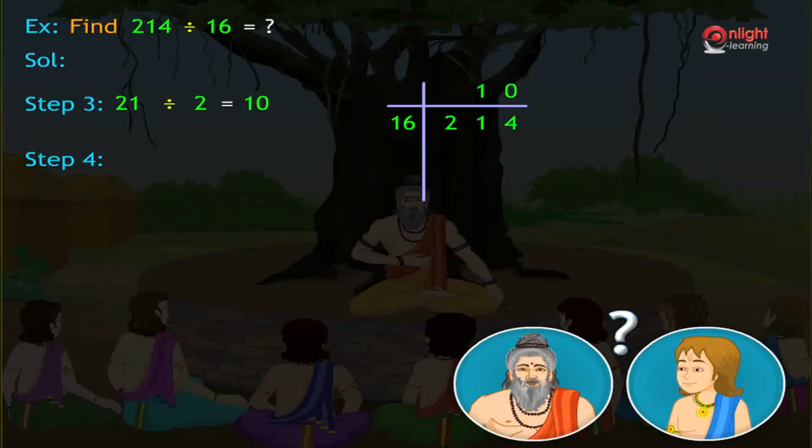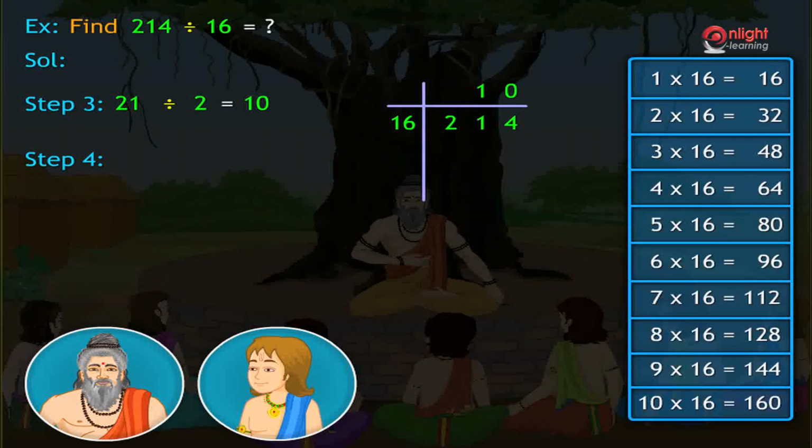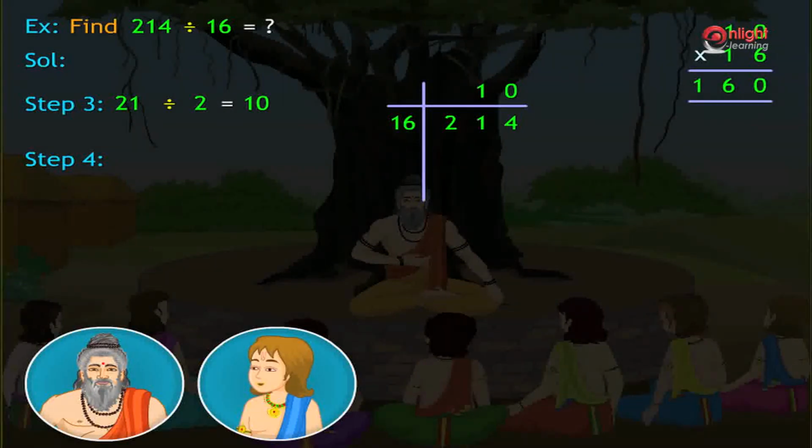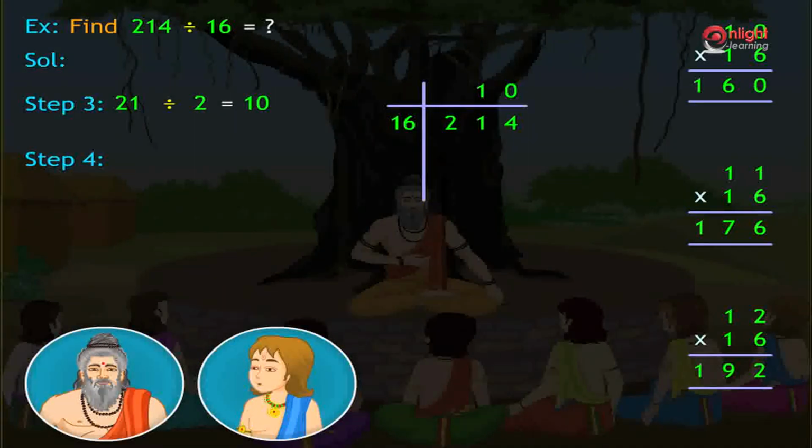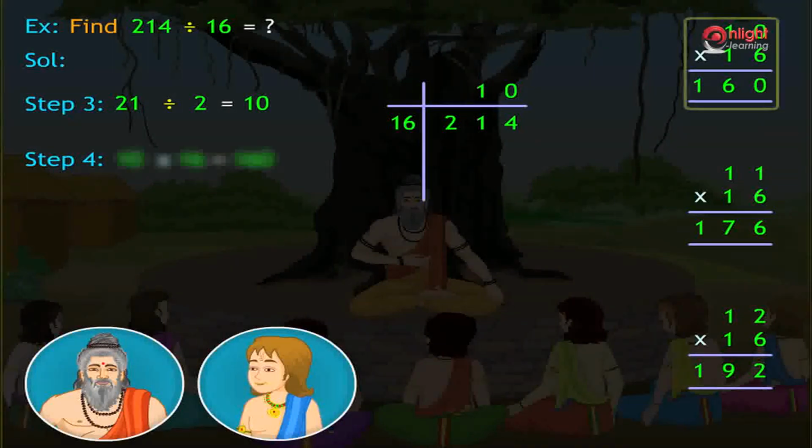Now, what is the next step? We have to divide 214 by 16 with the help of the estimated quotient 10. Should we write the 16 multiplication table for dividing? No, Guruji, we can directly try with 10 times 16, 11 times 16, 12 times 16 and see where the dividend 214 occurs. 10 multiplied by 16 is 160, which is very much less than 214. So we try with a higher quotient.